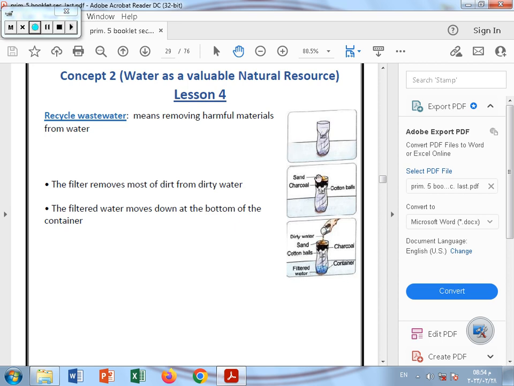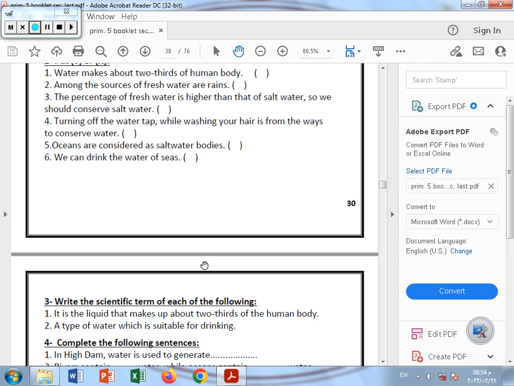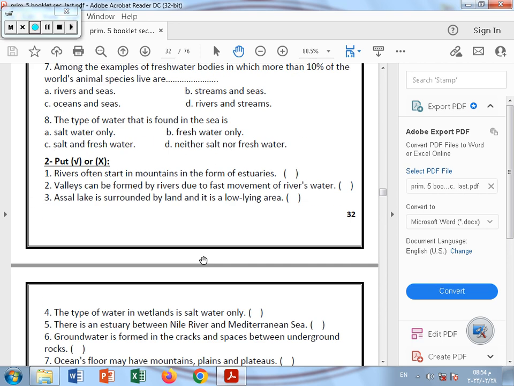Number 3, or the first layer, is sand. So we will put in this order sand, charcoal and cotton balls. After that we will pour the dirty water on this mixture. Each layer has its own function to filter the water or to attract the dirt from the water. So the water that passes through the cotton balls will be filtered, clean water. That's all for this lesson. Let's move to the worksheets.